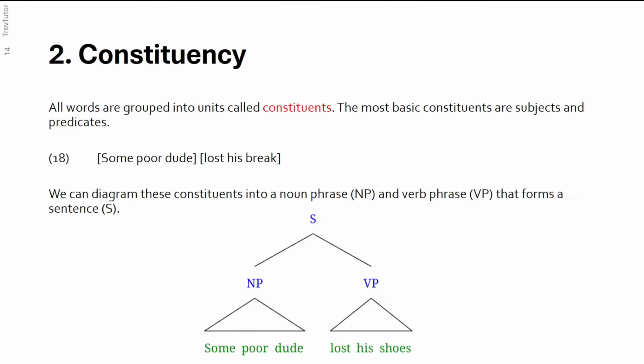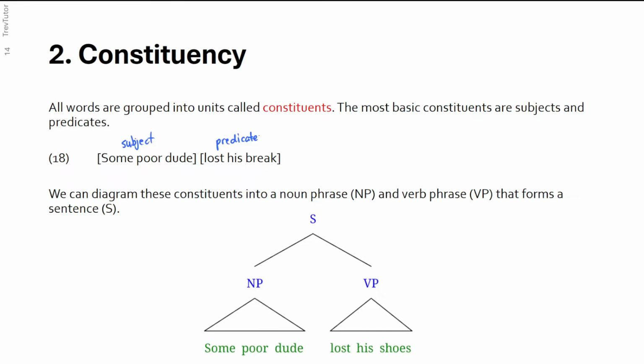So when I say some poor dude lost his brake, or some poor dude lost his umbrella, whatever we want to say, what we have is the subject of the sentence. So this is who or what the sentence is about. And then we have the predicate, which is describing what the subject does or what the property of the subject is.